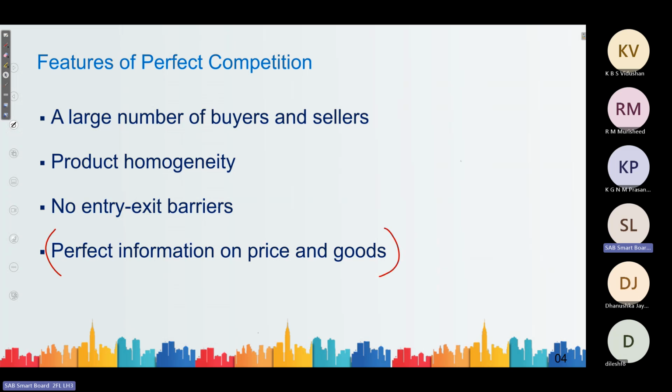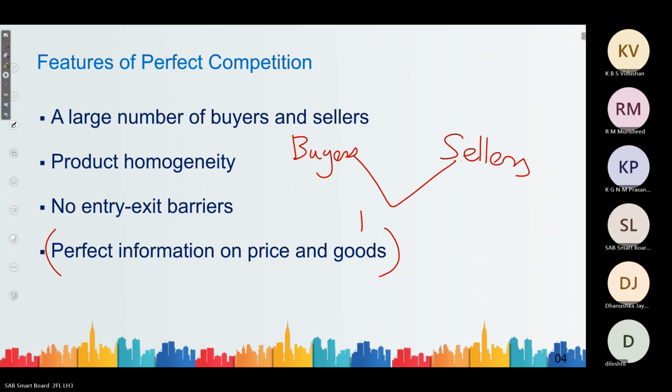This is also one important feature of perfect competition: perfect information on price and goods. Customers or buyers and sellers both have perfect information. Buyers know the production costs. Buyers know everything about the seller. Sellers also know everything about the demand of the buyers. So they have perfect information.